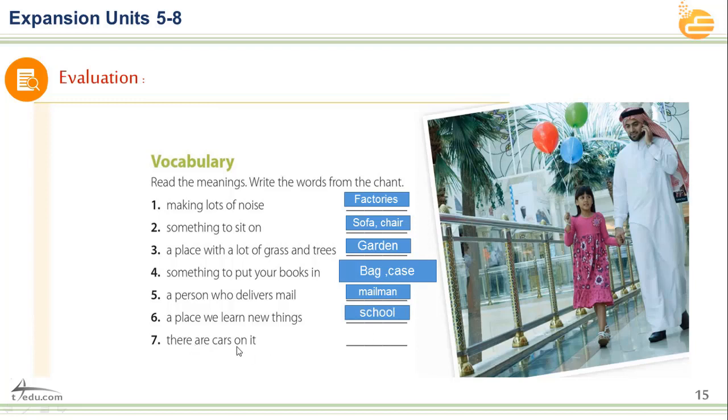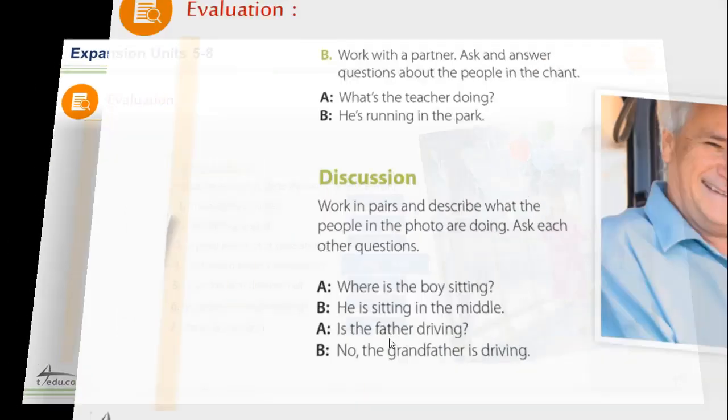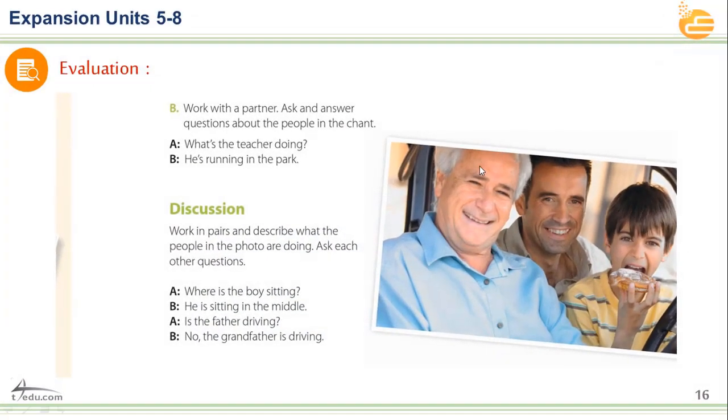There are cars on it. What is the place that has a lot of cars? It's a park. Okay, let's move to the last slides. As you see, gentlemen, these three men here: we have the old one, the grandfather, and the father and the son. The son is eating donuts, okay, and he is in the center.